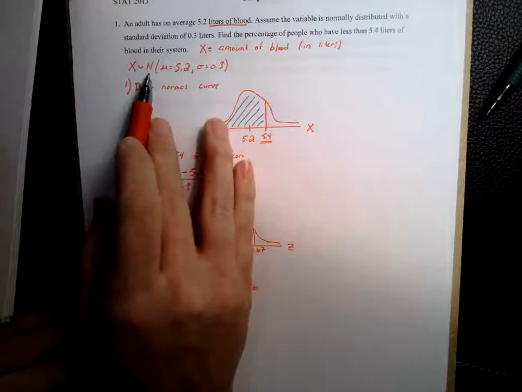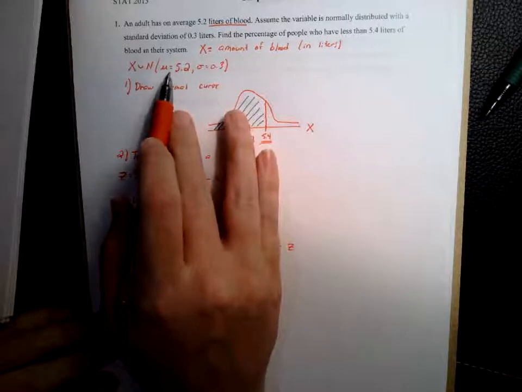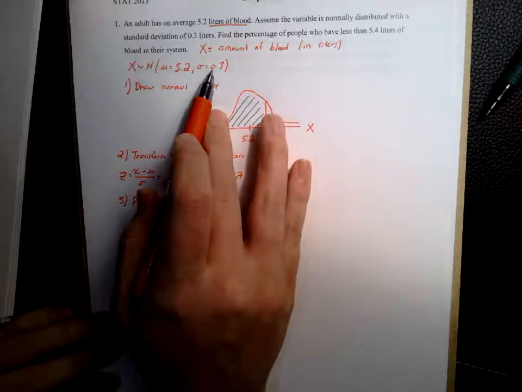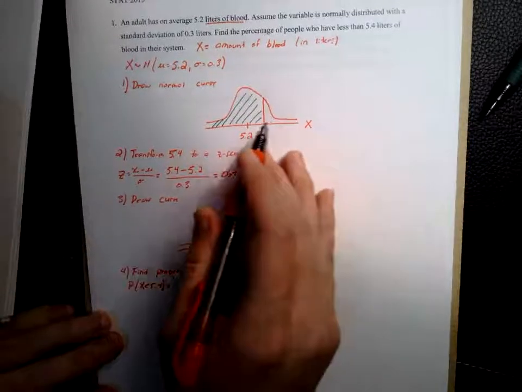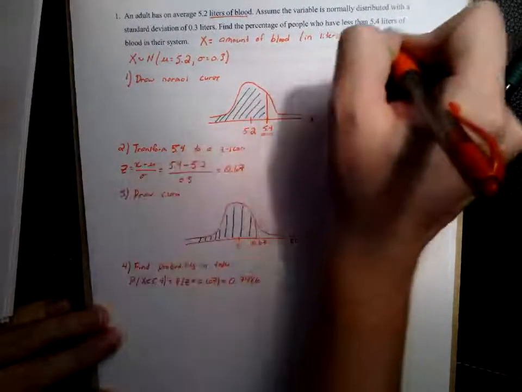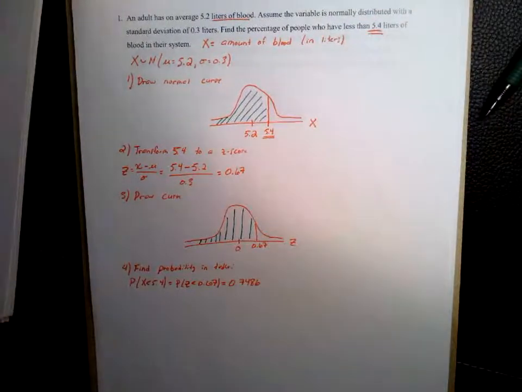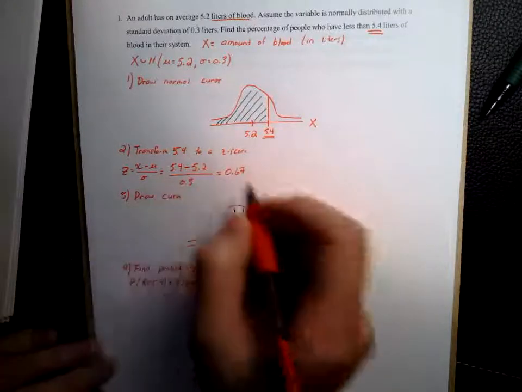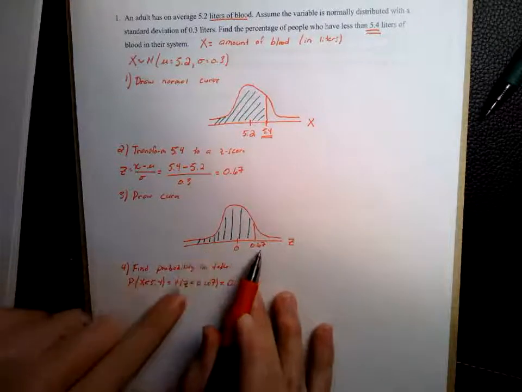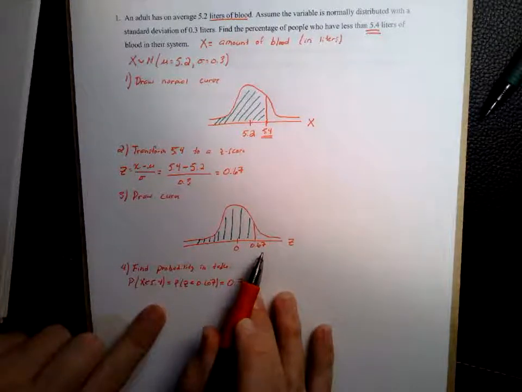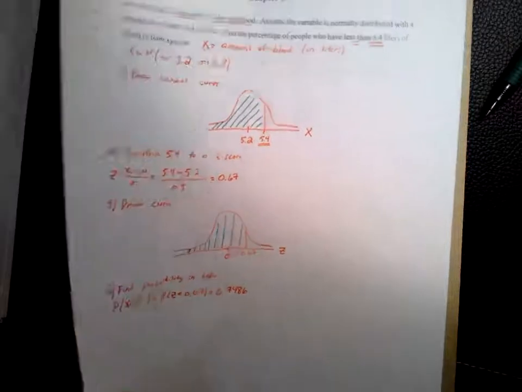We want to start out by identifying the distribution of our random variable. So we need to find the mean and the standard deviation. Then we want to identify what one we're interested in. So in this case, we were interested in who have less than 5.4 liters of blood. So 5.4 was the stated value we were interested in, x. And then we find its corresponding z-score. And then using the z-score, we can find the associated probability by using our table, just like we did in section 6.1. Now let's move on to the second example.